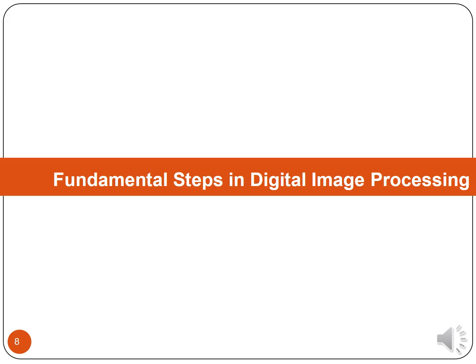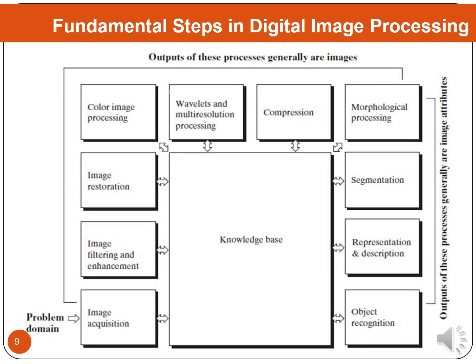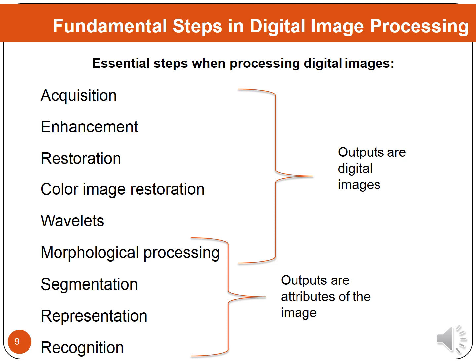Now let's see the fundamental steps of digital image processing. The main thing is the knowledge base, and after that we have image acquisition, filtering and enhancement, restoration, color image processing, wavelets and multi-resolution processing, compression, morphological processing, segmentation, representation and description, and finally object recognition. These are the essential steps when processing digital images.